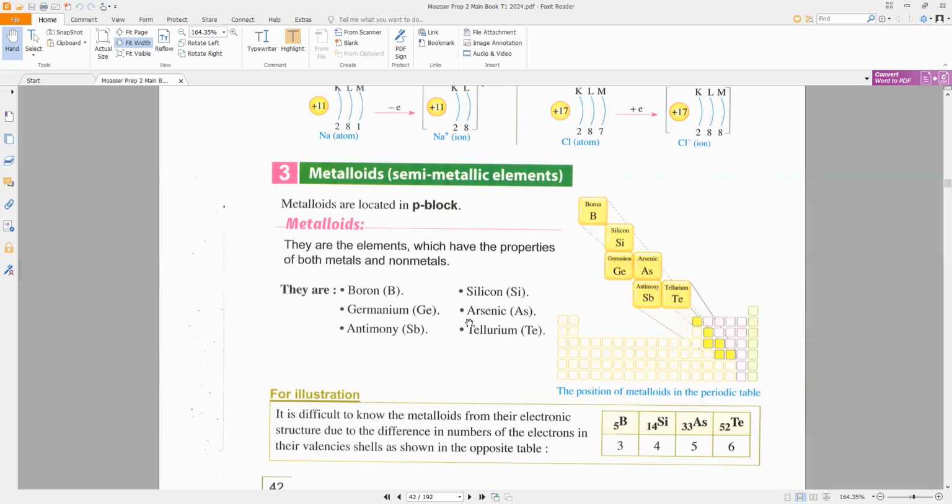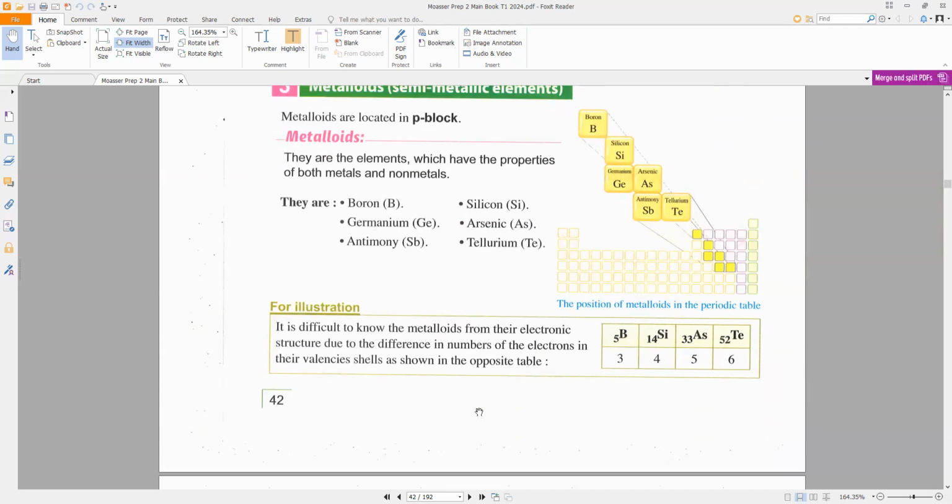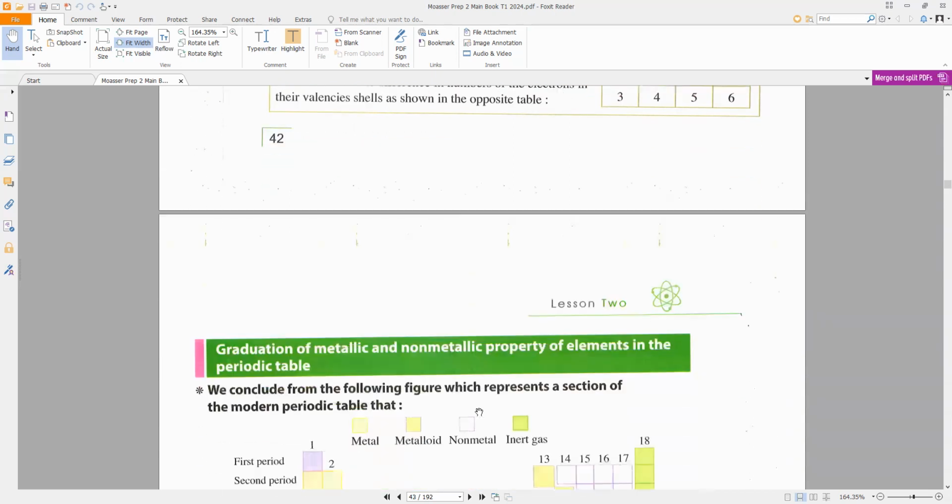So we call it semi-metal because it has some properties of metal and some properties of non-metal, and they have properties of both metal and non-metal. They are six elements: boron B, silicon Si, germanium Ge, arsenic As, antimony Sb, tellurium Te. They are metalloids between metal properties and non-metal properties.